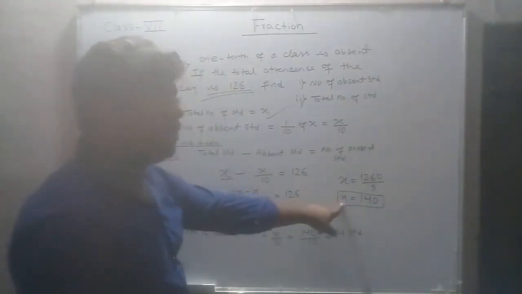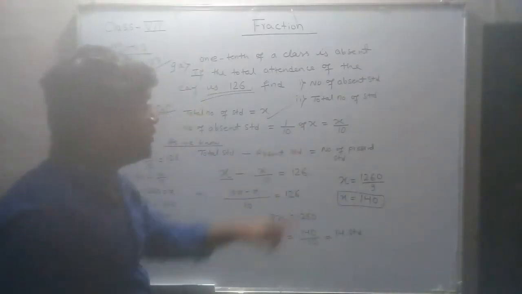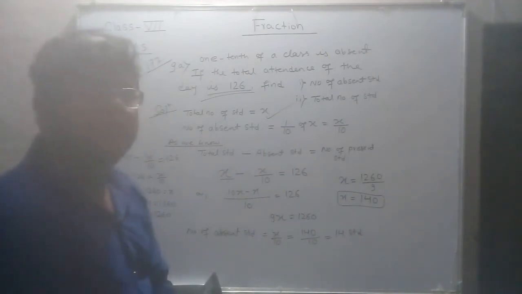So after getting the value of x, that is your total number of students, and the total number of absent students is x upon 10, that is the 14 students you got. Okay, so I hope you all have understood this question. Let us do one more question.